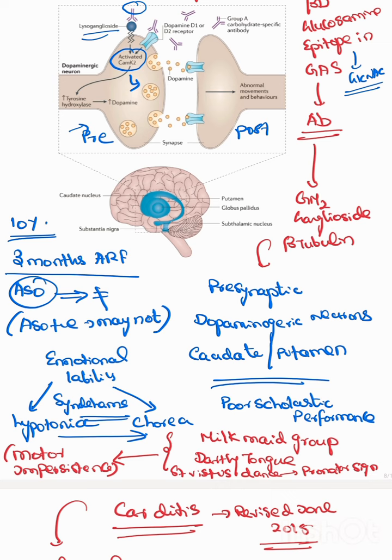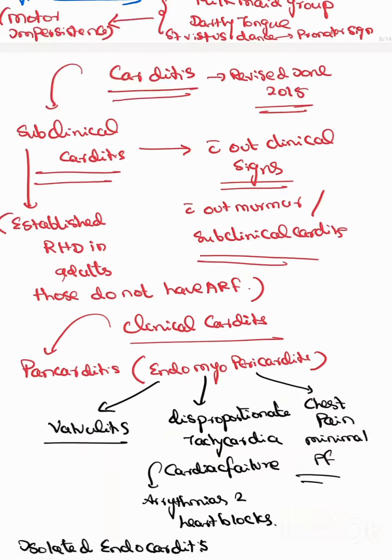The movement will be extremely random and extremely vague, and it has a classical description of motor impersistence. Motor impersistence means they tend to do the same activity again and again. In the milkmaid's grip, if you give your two fingers and ask the chorea patient to hold your grip, due to impersistence, they tend to let go. That is called the milkmaid grip. Similar pathogenesis is also seen in the darting tongue and Saint Vitus dance, that is called the pronator sign. So this is in short about Sydenham's chorea.